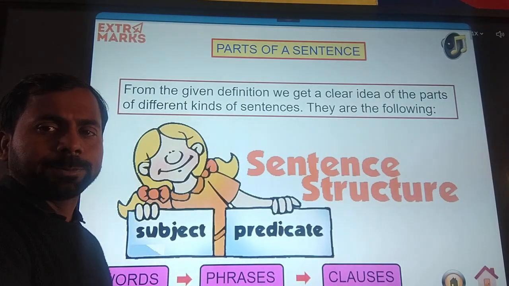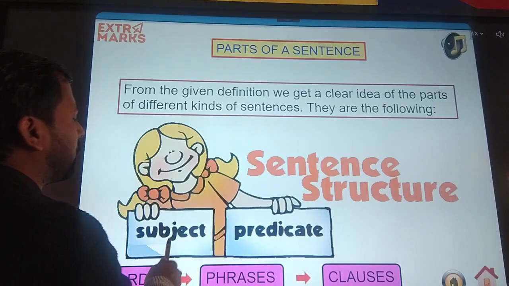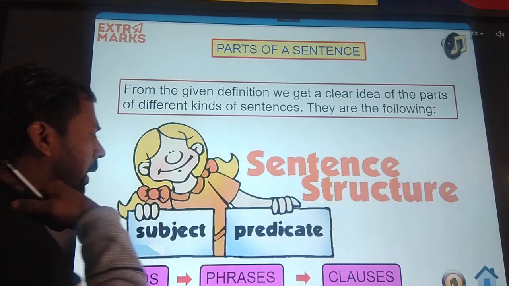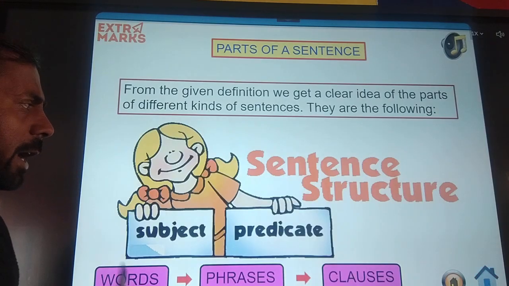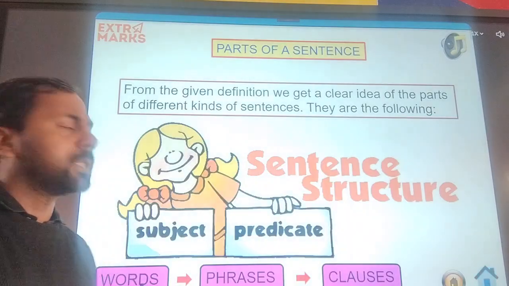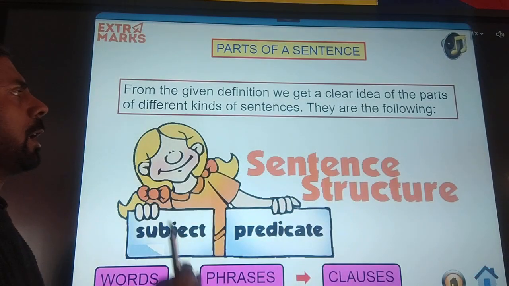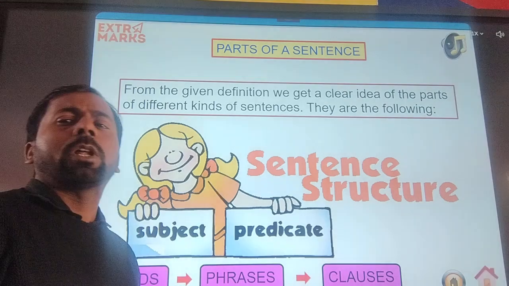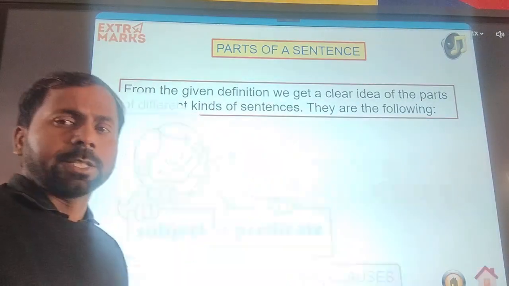So we can divide the sentence into two parts: subject and predicate. When we divide the subject and predicate, the subject has different parts of speech, and the predicate has different parts of speech. So as you know, the total parts of speech of the sentence.